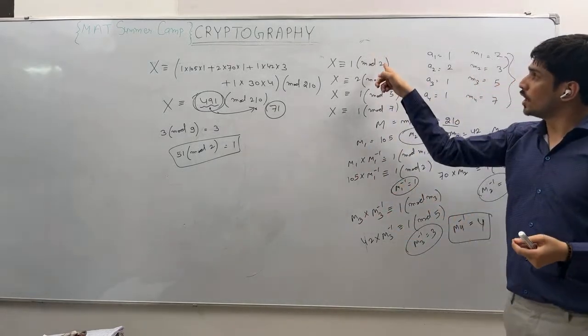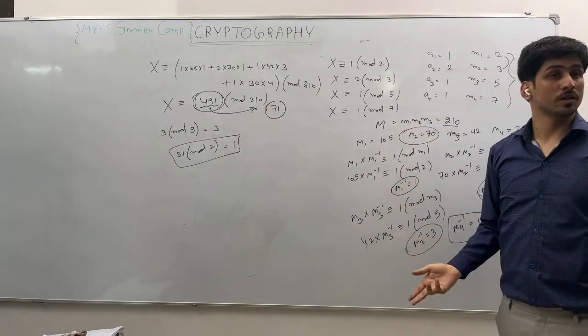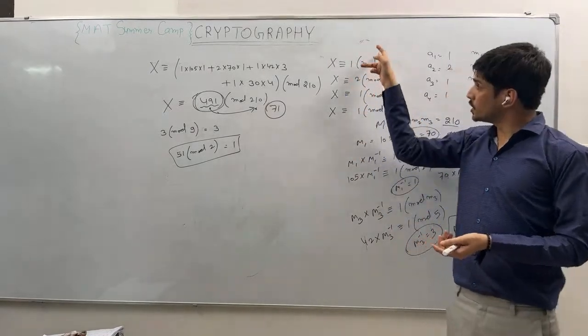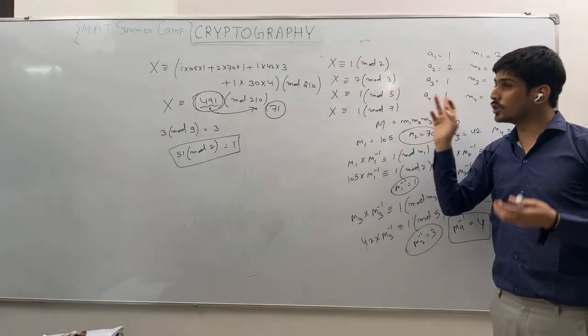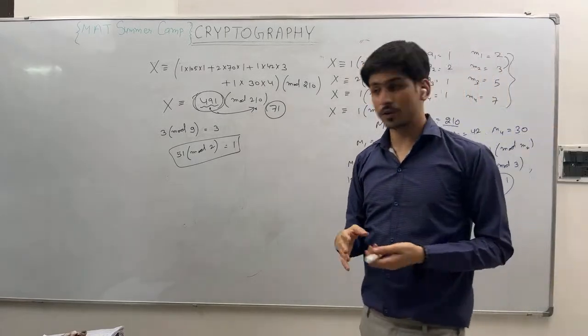But you can ask, sir, what if these are not the prime numbers? We can ask the question, right? Instead of 2, 3, 5, 7, what if these are not co-prime numbers? Then what will you do? So that question we will take.